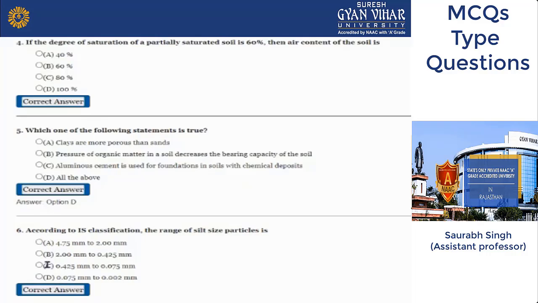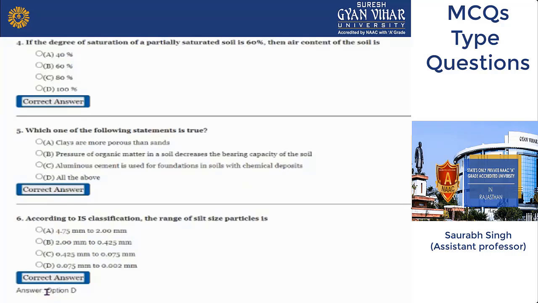The answer will be D, which means 0.075 mm to 0.002 mm. This will be your right answer, and this is a very important question. In many exams, this question may be asked to you, and they can also ask what the size of clay is and what the size of sand is. So it is very important to remember the size of silt, the size of clay, and the size of sand. As we all know, the smallest one is clay, then silt, and the third one is sand.